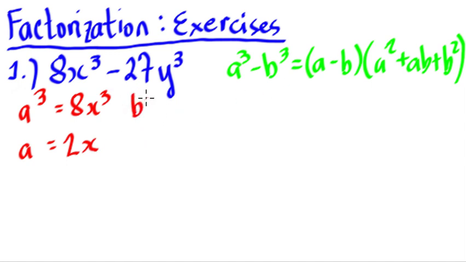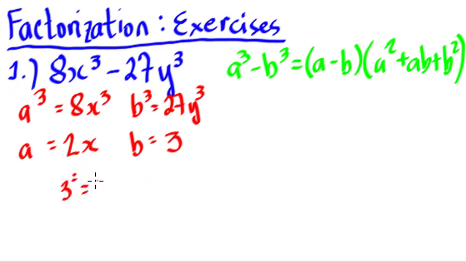And here, b cubed is equal to 27y cubed. So what is b? The cube root of 27 is 3. If you don't want to believe me, 3 squared is 9, and 3 cubed is 9 times 3, so 9, 18, 27. There you go. So we have 3y. And then we're going to apply this formula.